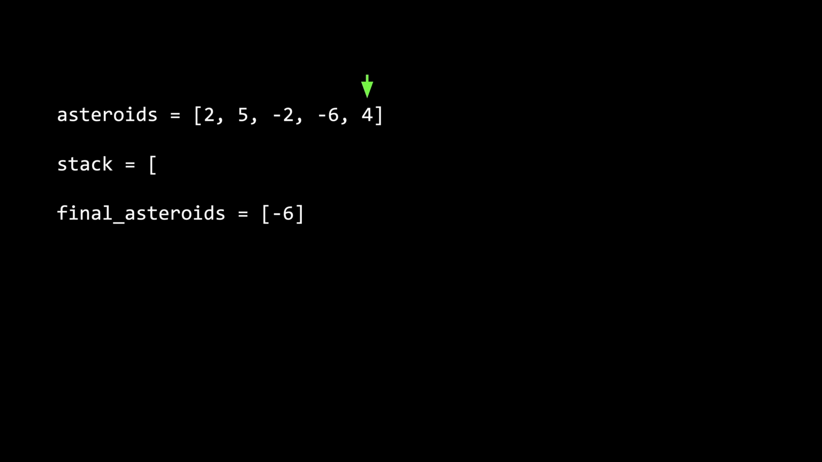Now we move on to the final asteroid, the 4. This is a right-moving asteroid, so all we do is push the 4 onto the stack. At this point, there are no more asteroids to process, so what we do is that any elements still on our stack get concatenated to the end of our final asteroids array. In this case, there is just a 4, so we put that 4 after the -6. However, if there happen to be more asteroids on the stack, like say a 10 and an 11 here, those would go onto our final asteroids answer as well.